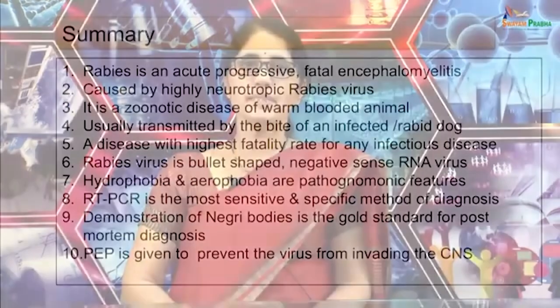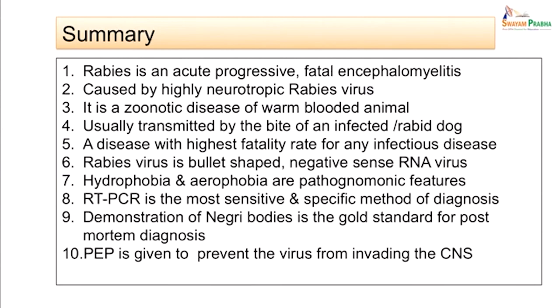So, to summarize, rabies is an acute progressive fatal encephalomyelitis caused by the highly neurotropic rabies virus. It is a zoonotic disease of warm-blooded animals, usually transmitted by the bite of an infected or rabid dog. It is a disease with the highest fatality rate for any infectious disease. So, a 100% fatality rate has been observed. Rabies virus is a bullet-shaped negative sense RNA virus. The pathognomonic feature of the disease is hydrophobia and aerophobia.